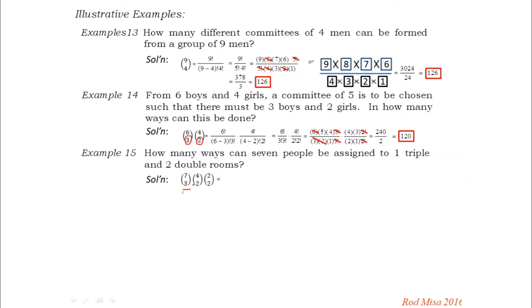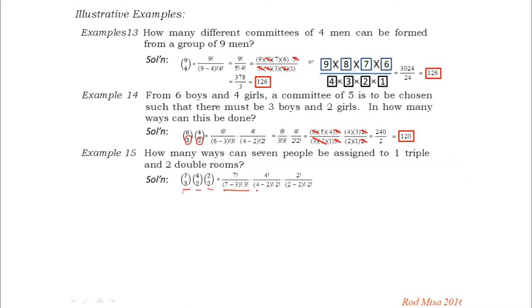And after you have chosen your 3 people, the remaining is 4. And out of these 4 remaining people, you can choose your 2 people to be assigned to the first double room. So after choosing your next 2 people, the remaining is only 2. And you don't have the choice, but these 2 people will be assigned to the last double room. So applying the formula for combinations, we have 7 factorial divided by 7 minus 3 factorial, which is multiplied by 3 factorial here.